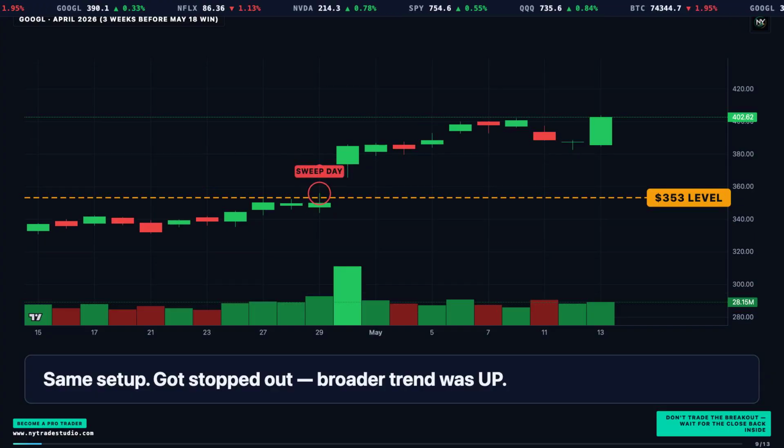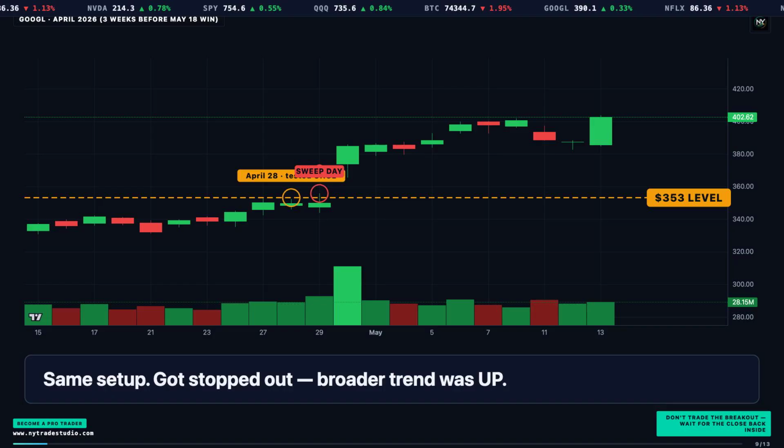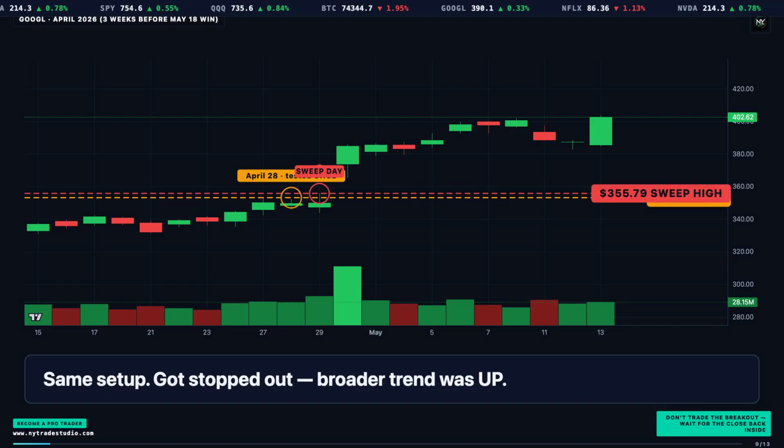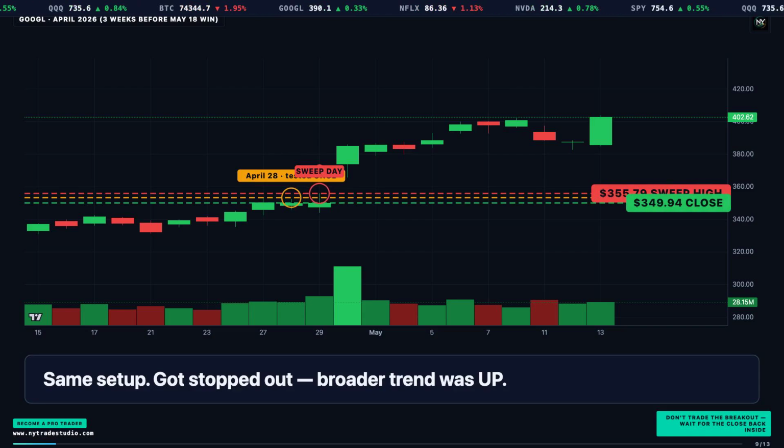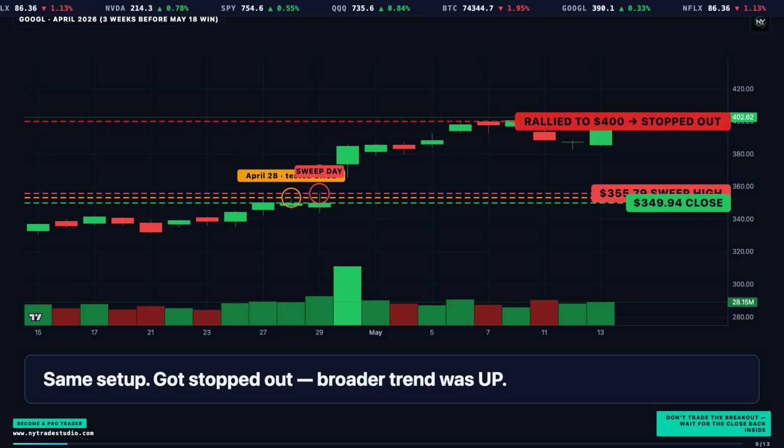Google had tested $353.18 the day before. Then April 29th punched to $355.79, closed back inside at $349.94. On the chart, this looks identical to the May 18th setup. Wick rejection, close below the level, textbook. So you took the trade, you shorted at 350. Stop above 356. And what happened?